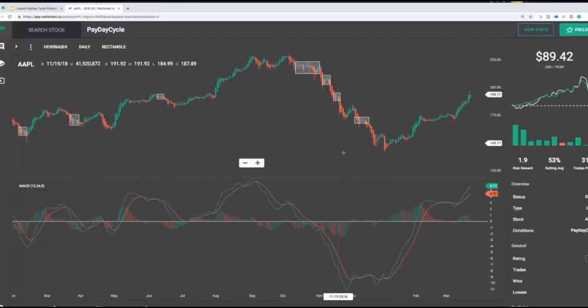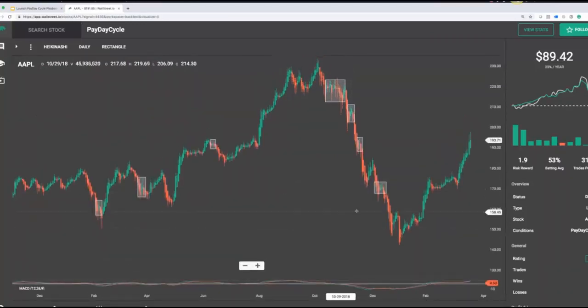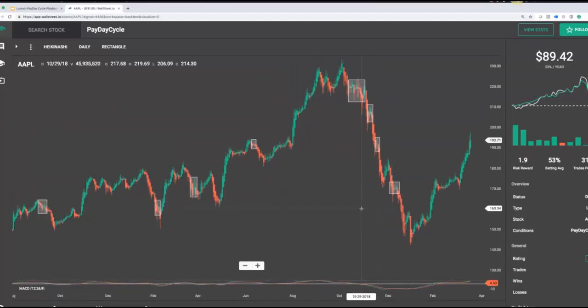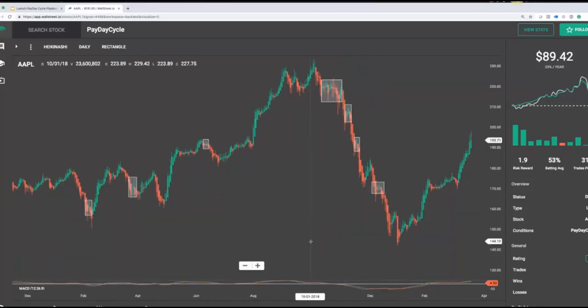So earlier I went through Apple with the MACD close and identified some of the more obvious false starts. I think we identified about 12 of them in the last year, and out of those 12, that makes up almost all of the losing trades that we had. So again, the question becomes, how do we take this strategy called the payday cycle, which is already very profitable by itself, and make it even better by cutting out some of those losing trades, improving our batting average, improving our risk reward? And again, we can do that by applying the MACD.